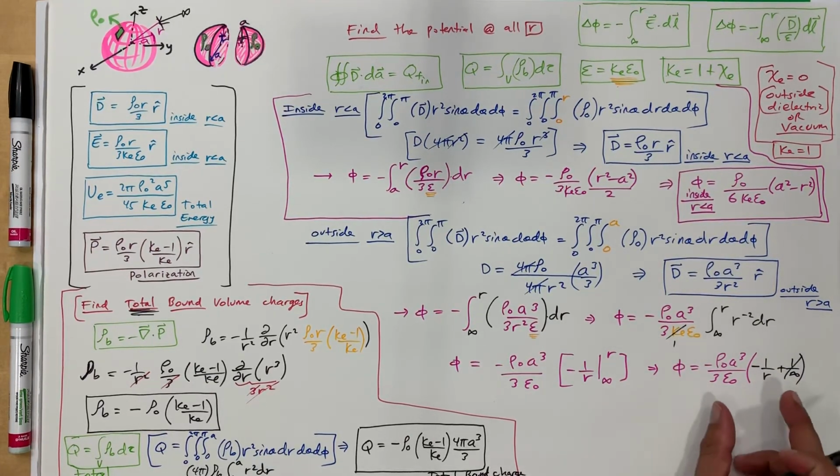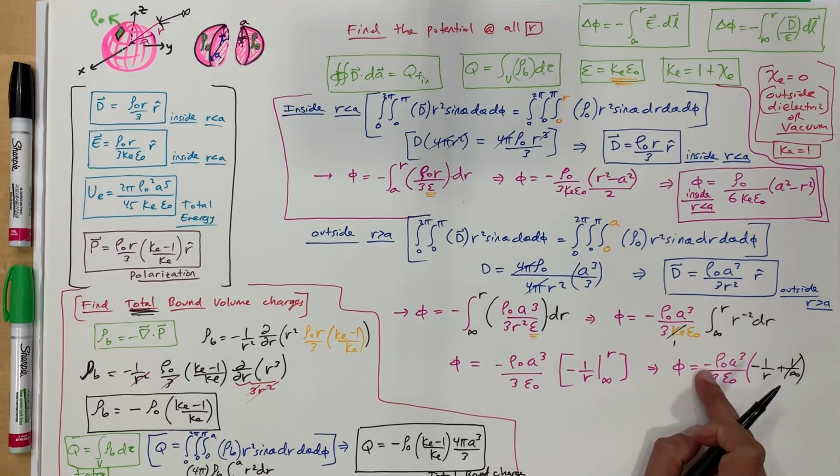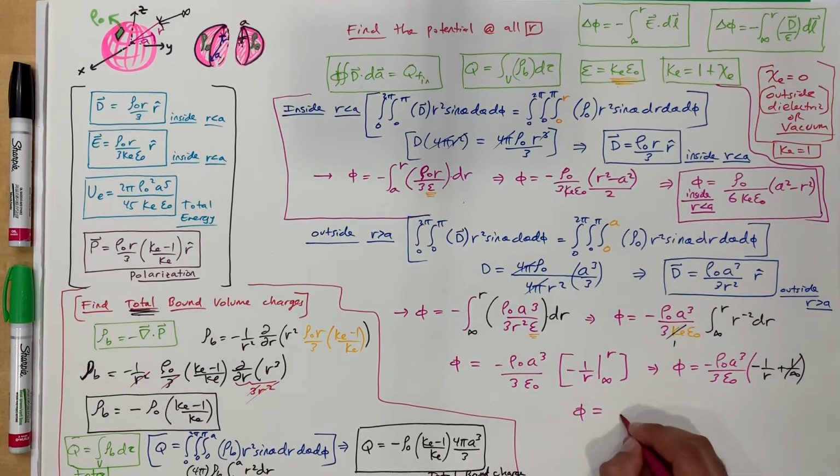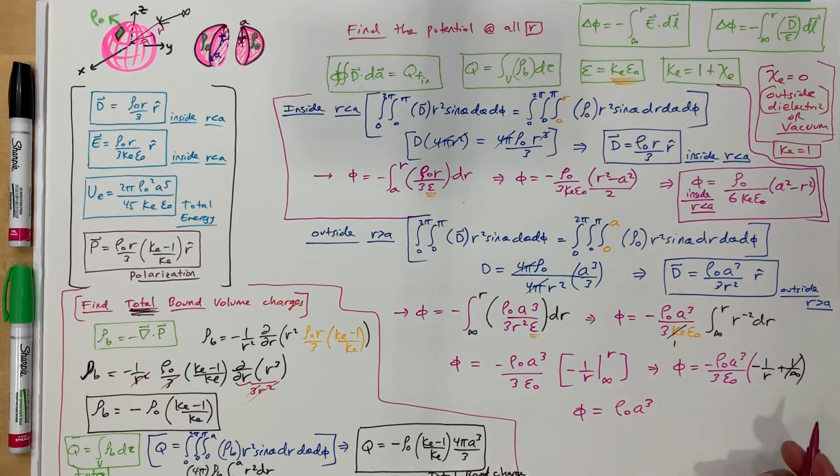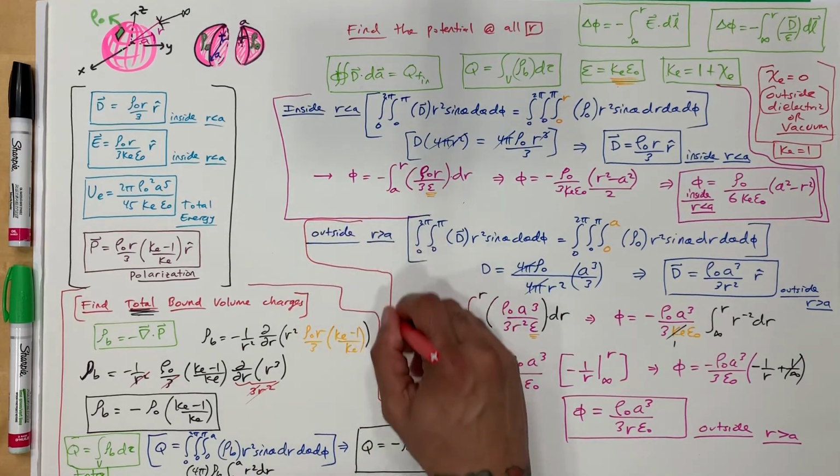And this negative and this negative are going to cancel out. So we're going to be left with the potential outside is going to be rho naught a to the third over 3r epsilon naught. Okay, and this is for the potential outside, where r is greater than a. Okay, good. So we found now the potential outside.